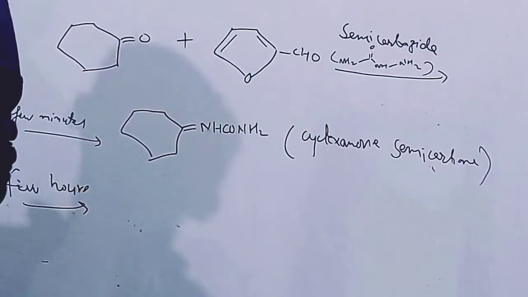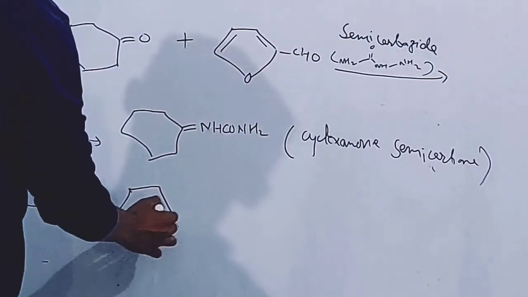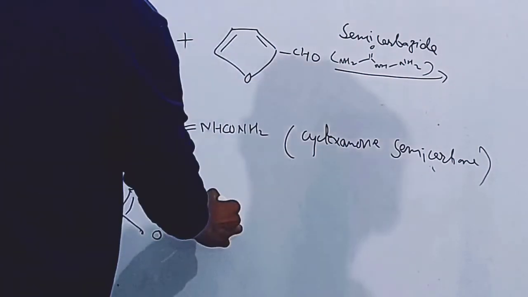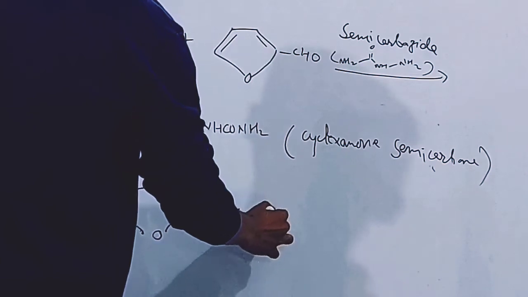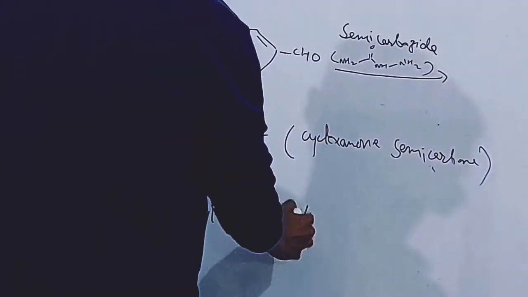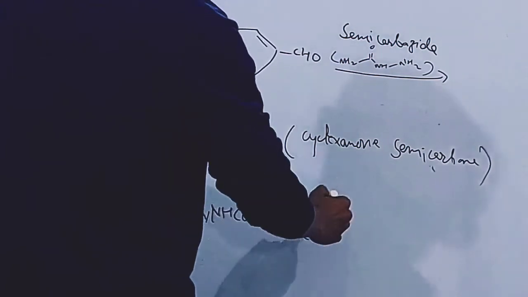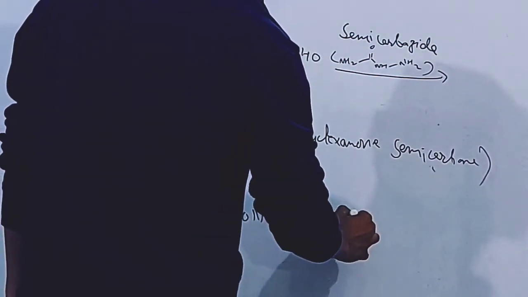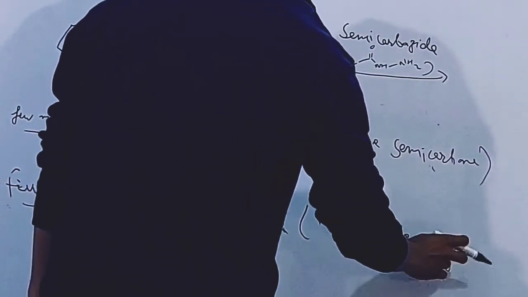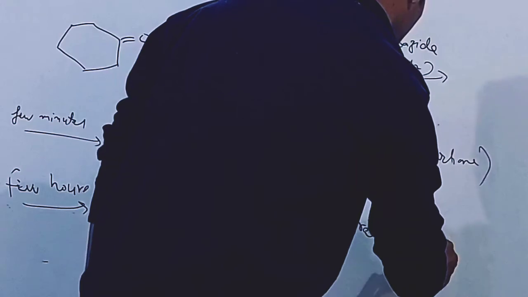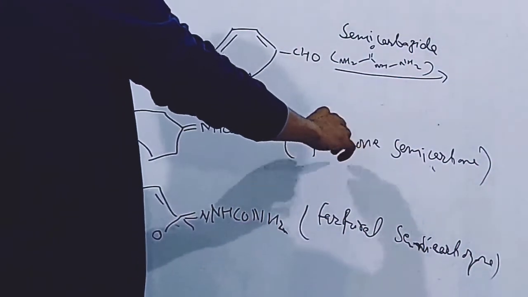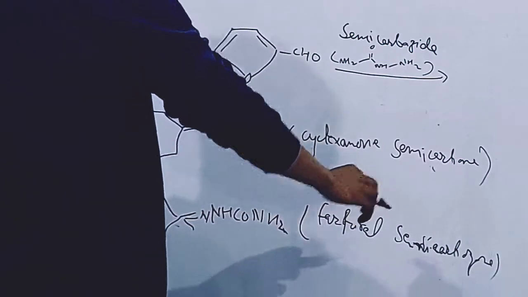we will get a different product, and that product can be named as furfural semicarbazone. This is cyclohexanone semicarbazone, and this is furfural semicarbazone.